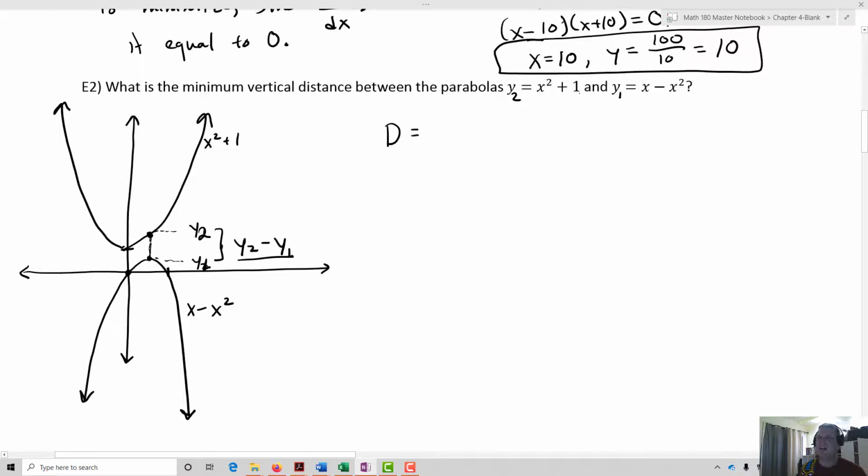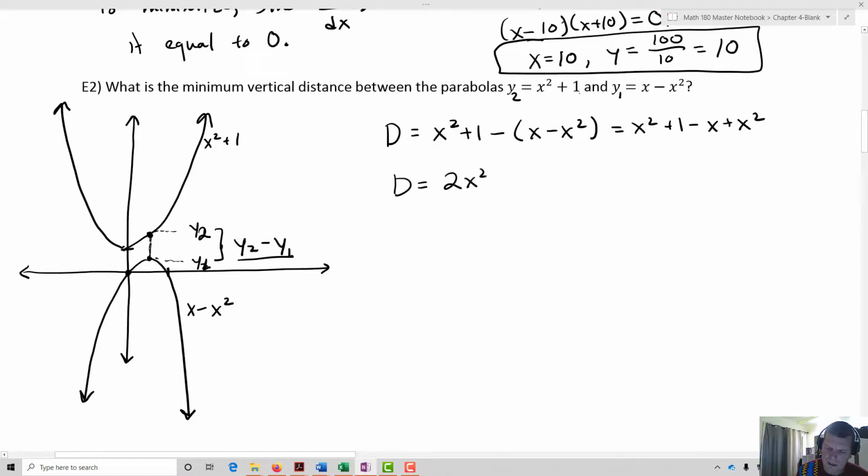So in this case, we're not going to have to do any substitution. Instead, we're just going to have to do some visualization so that we can, in fact, do this problem. So this is going to be d equals x squared plus 1 minus x squared. And this is going to end up being x squared plus 1 minus x plus x squared. So d will end up equaling 2x squared minus x plus 1. And there we go.